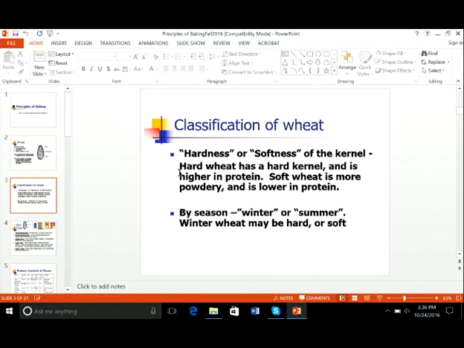Now, another thing is that by season, sometimes it's called winter kernel, and sometimes it's summer kernel. Winter kernel often could be hard, but not necessarily. So winter could be hard or soft, but it's just by season, when they harvest it. More often winter refers to something more hard, with more protein, but not necessarily, so it's only by season. So sometimes it is confusing, but if you say it's hard wheat, then we know it has more protein. If it's a soft wheat, then we know it has more carbohydrate.